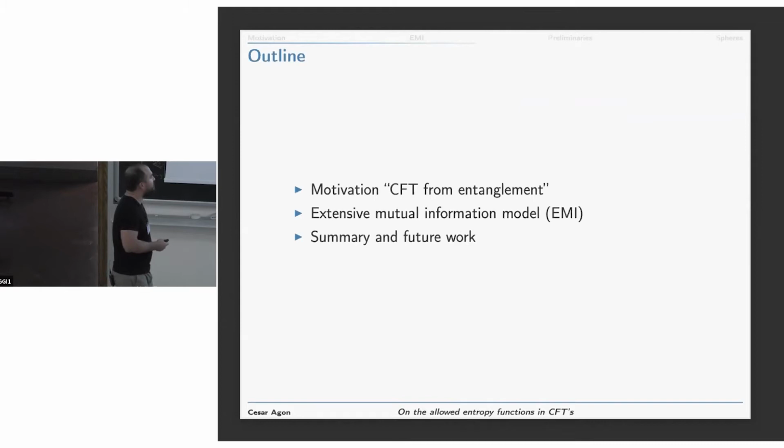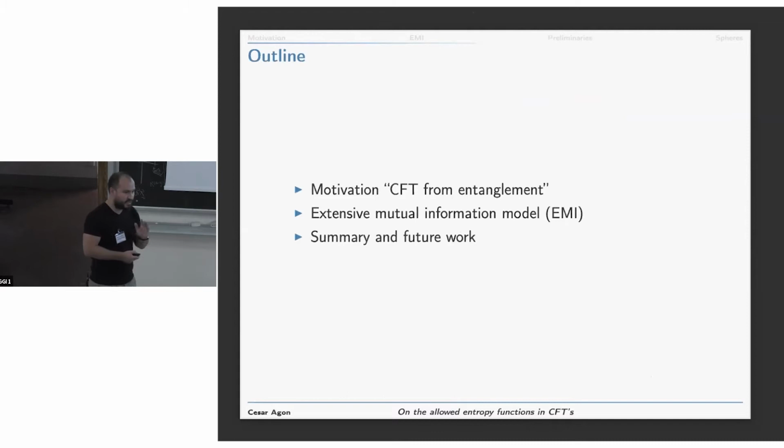A quick summary. The overall motivation will be precisely what I just said a few seconds ago: whether you can have a description of the CFT just based on entanglement entropy or related quantities, and how complete that description could be. In asking this question, we happen to find ourselves with this model, which was discovered some time ago. I will try to motivate why this model is interesting and see whether we can learn something from it. And then give some summary and some future work.